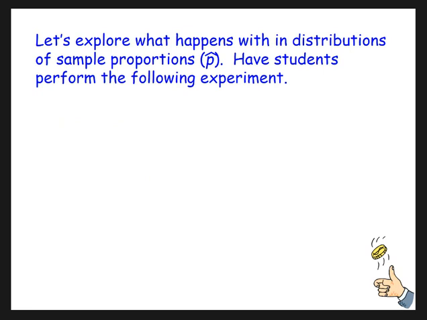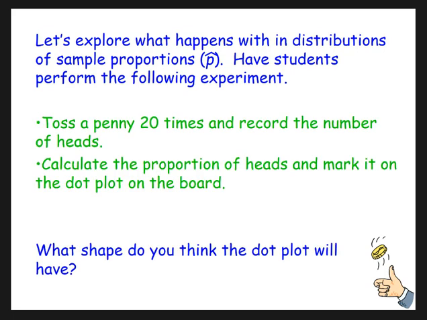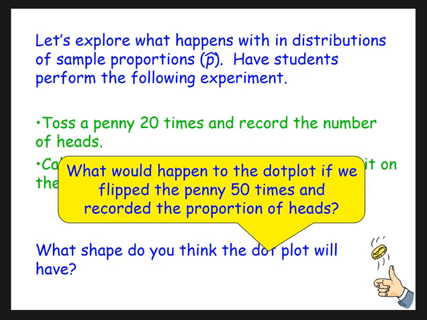Let's explore what happens in distributions of the proportion, p hat. So we're going to do the following experiment. Toss a penny 20 times and record the number of heads. Calculate the proportion of heads in each set of 20. So we make a dot plot of this graph with a sample size of 20.